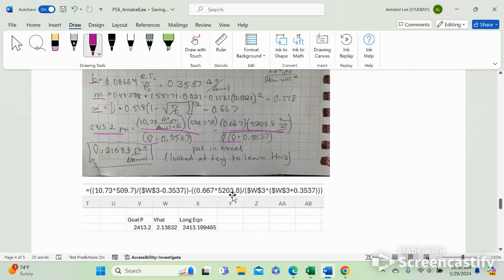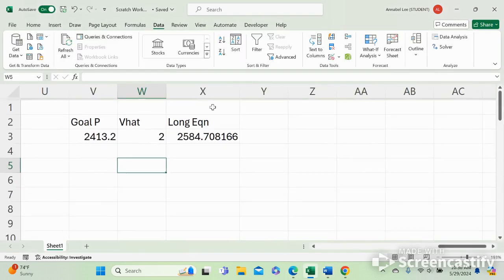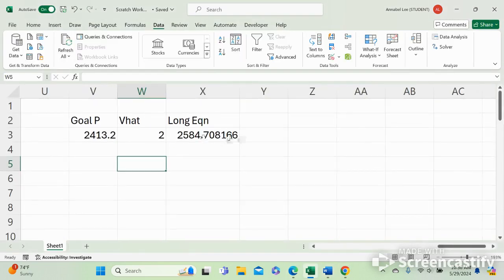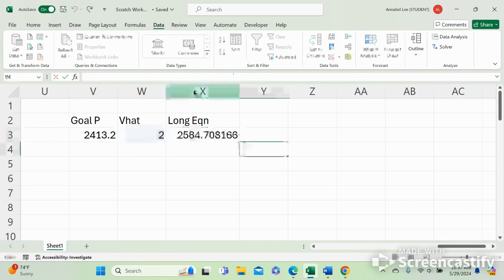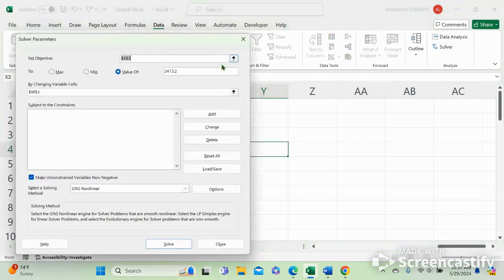So right here is what I did in Excel. I'm going to physically go in here and show you. I had V hat, so it's 2 right here. Here's the goal. I didn't actually use this; it was just to keep it in mind. Then we have the equation where I have the V hat as this one right here. So we use Solver.